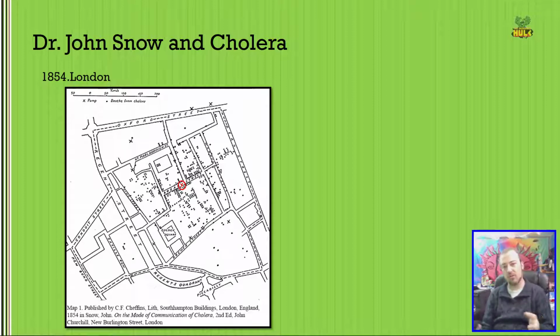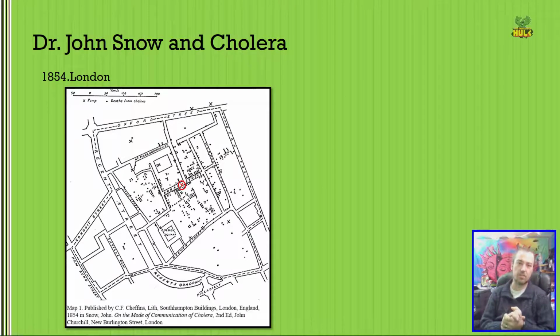And in this case, it turns out you can see a lot of those dots centered around that red X in the middle. That's where a particular pump was. A lot of people got water from that pump, and it turned out the water they were getting had cholera and was infecting them all, the bacteria that leads to cholera, right?